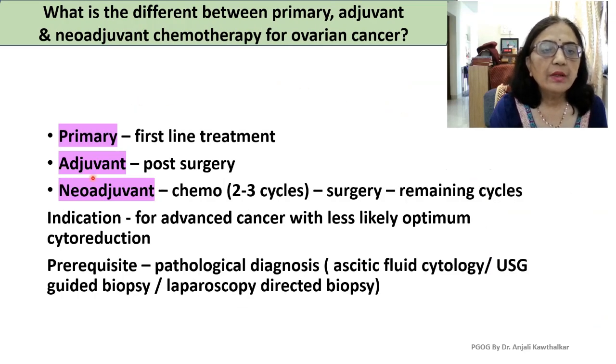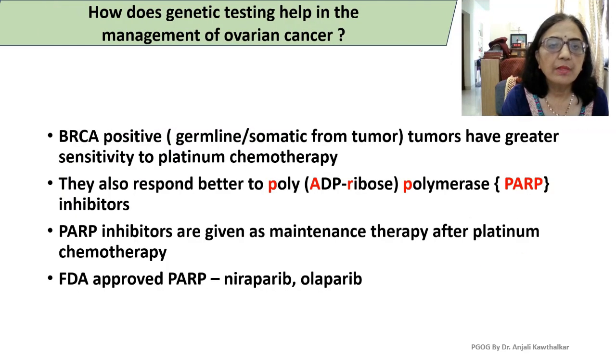What is primary, adjuvant, and neoadjuvant chemotherapy? Primary is first line chemotherapy used as the first line treatment. Adjuvant is whenever it is given after the surgery. Neoadjuvant is a sandwich technique: you give a few cycles of chemotherapy, operate, and then give the remaining cycles. The indication is advanced cancer with less likely optimum cytoreduction. The prerequisite is a pathological diagnosis of ovarian cancer, which can be done by ascitic fluid cytology, USG guided biopsy, and if that is not feasible, a laparoscopically directed biopsy.